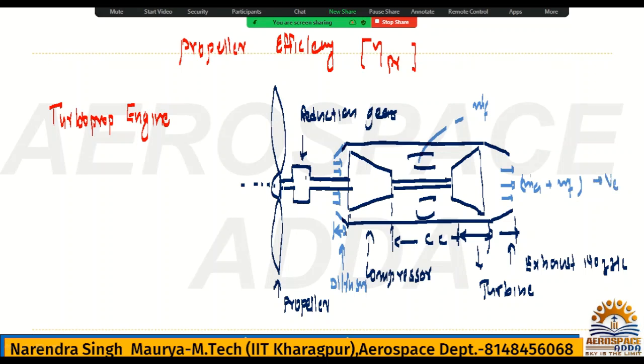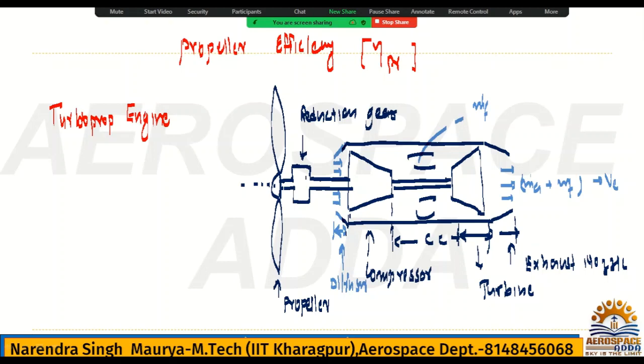But the thing is, this exit velocity is not giving so much thrust. It is giving thrust like 20 to 30% only. Okay, 20 to 30%. The rest of the thrust will be generated by the propeller. All right, and this propeller will be rotated by the turbine.